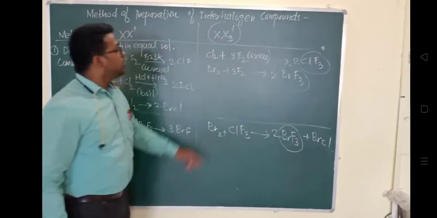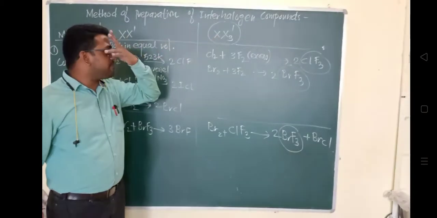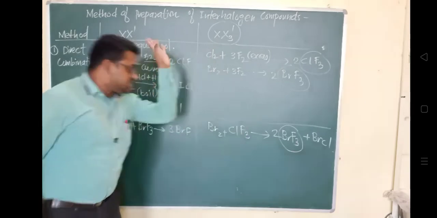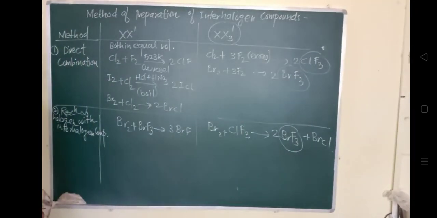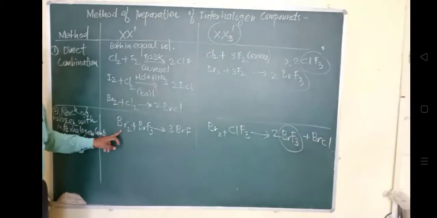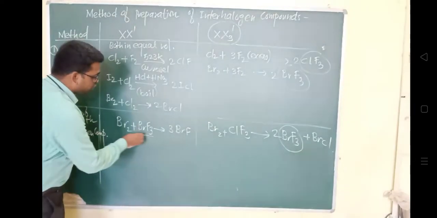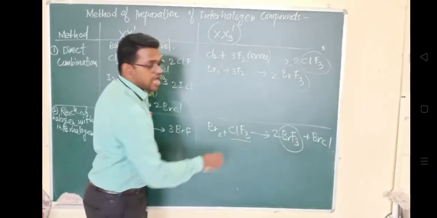Okay, preparation by the direct method. First is the direct method, direct combination. In the second method, what is happening is that one halogen group member reacts with another to form an interhalogen compound. Interhalogen compound means what? When two different halogen group members react with each other, they form the interhalogen compounds.